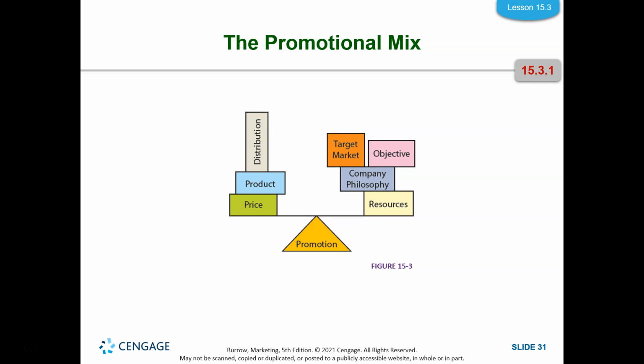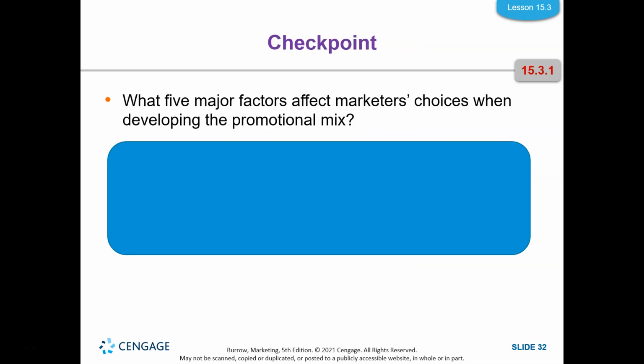So you can see the promotion graphic here, and so you've got your balance of price, product, and distribution on one side, and you've got over on the other the target market objective, company philosophy, and resources. So that's the balance that you have to use when you're putting the promotional mix together.